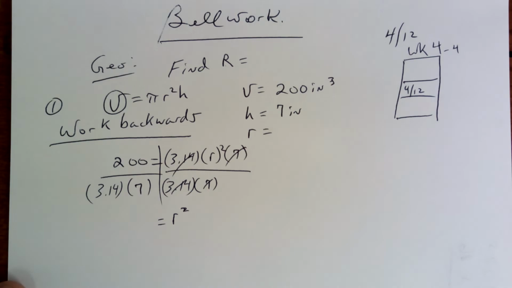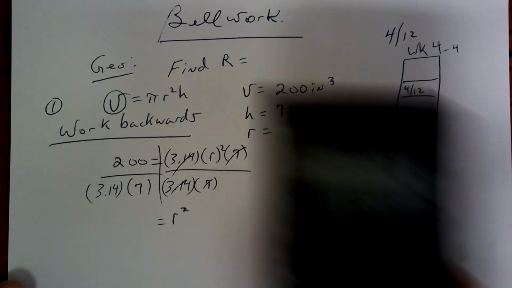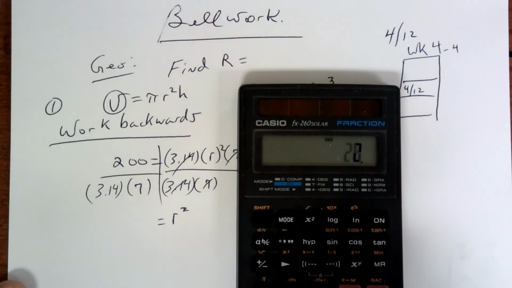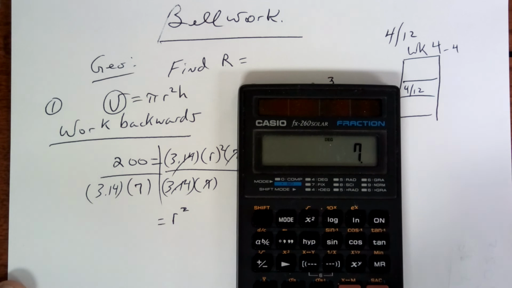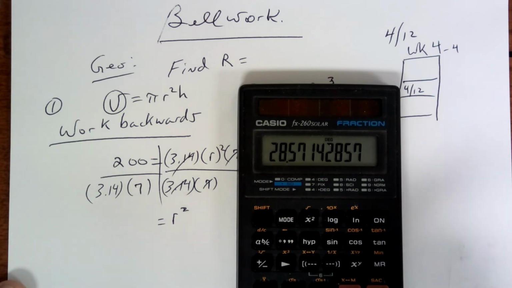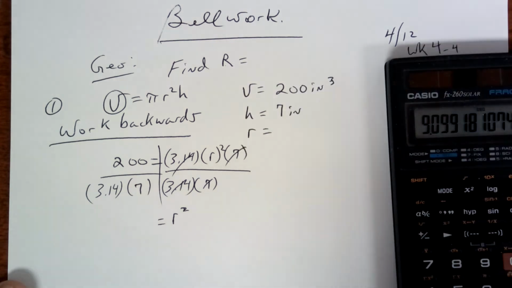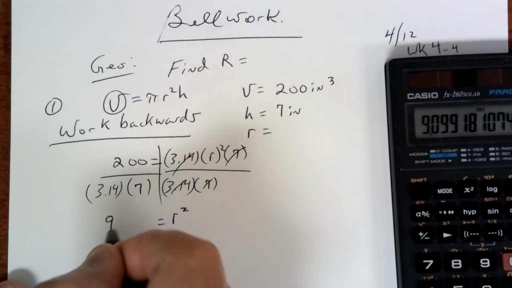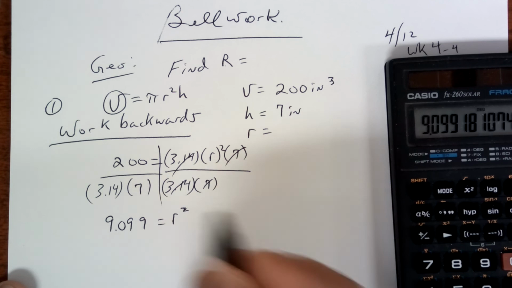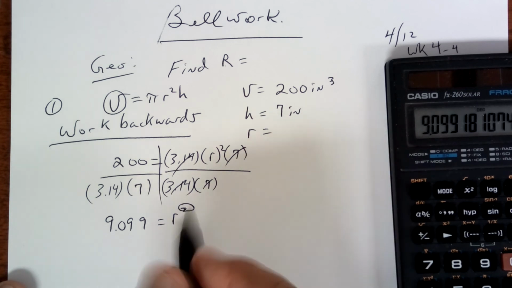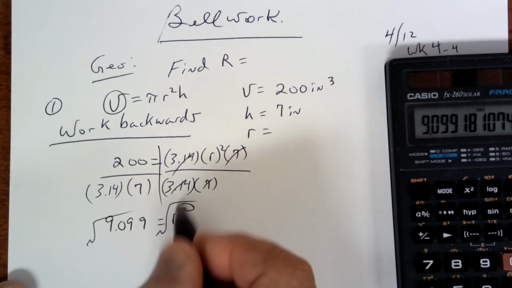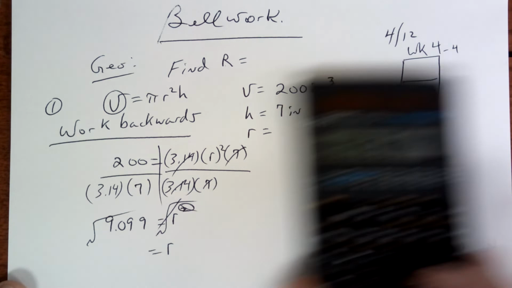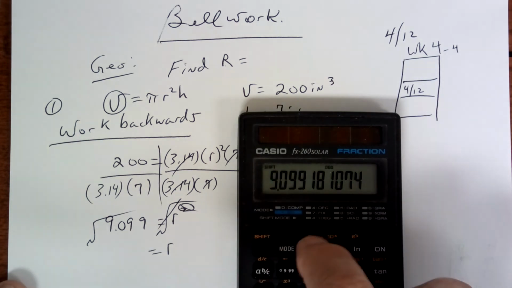Well, 200 divided by 7 and then divided by 3.14. When I do that, I get 9.099. And then you want to get rid of the square by doing the square root. So you want to hit the square root button. So the radius, shift square root, is 3.0.